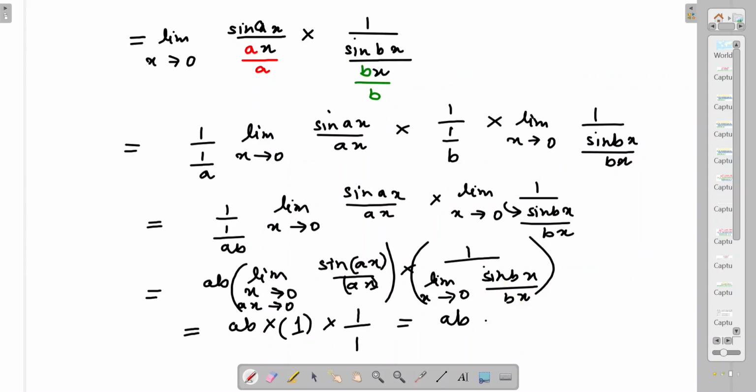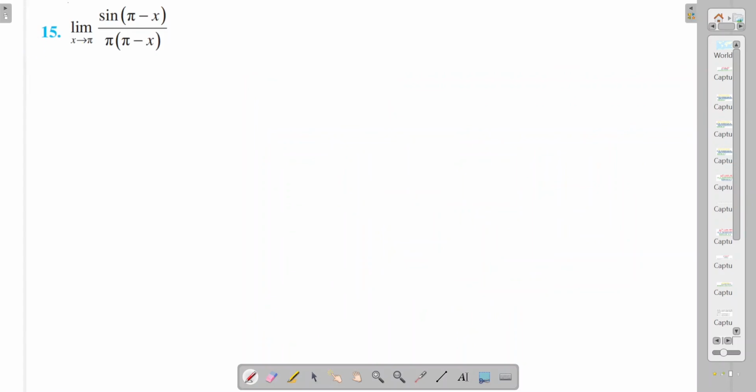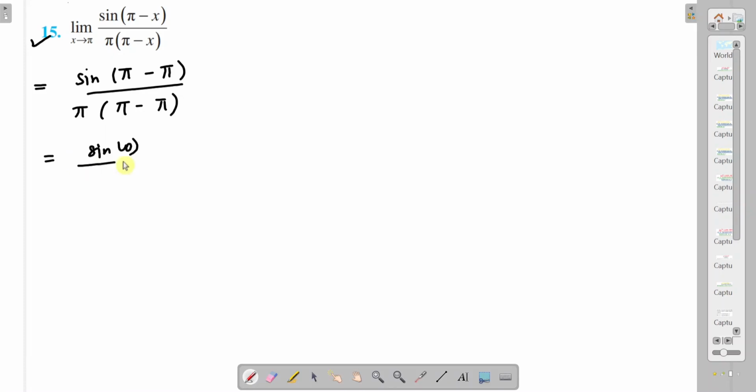Now let us go to the next one, that is the 15th. If we directly substitute, what will you get? Sine of pi minus pi divided by pi multiplied by pi minus pi, so it will be equal to sine of 0 divided by pi multiplied by 0, that is nothing but 0 divided by 0. So what do we have to do? Manipulate, simplify or rearrange the function to use the formula.